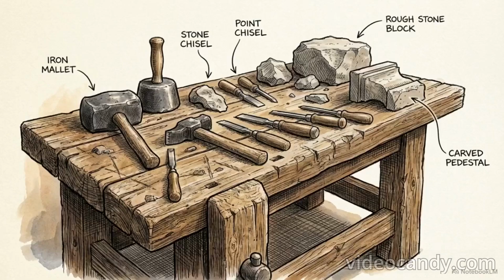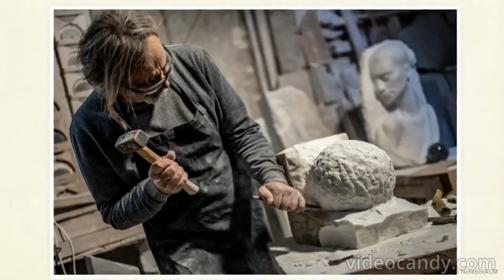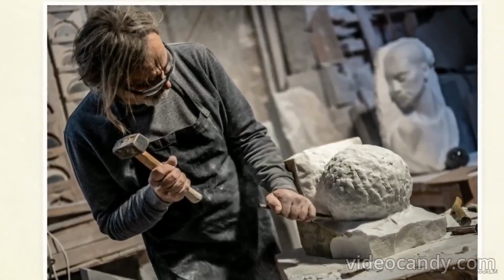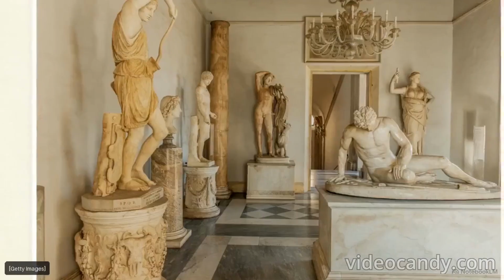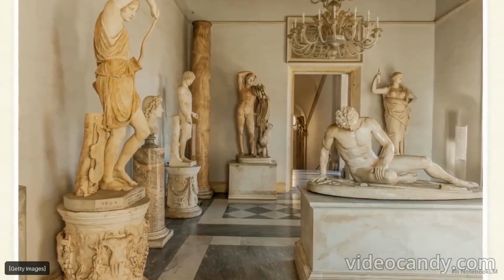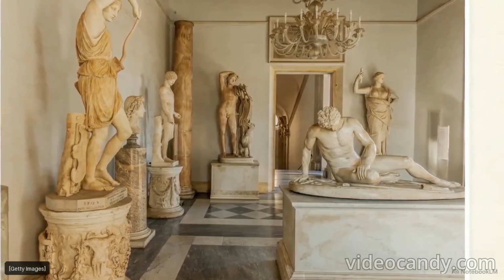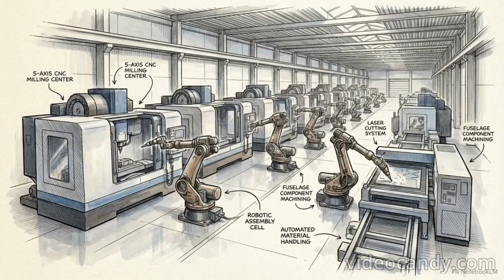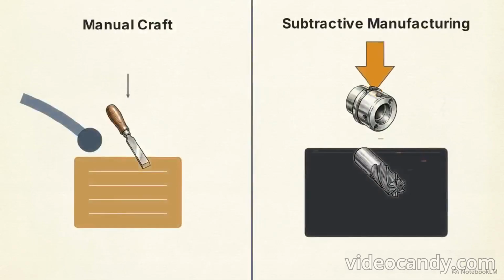Long before the Industrial Revolution, this exact physical logic was executed entirely by hand. A sculptor striking a chisel against a stone block is performing a manual subtractive process. They start with a rough mass and gradually chip away the excess to reach a highly detailed end state. Modern industrial manufacturing scales up this exact same principle.